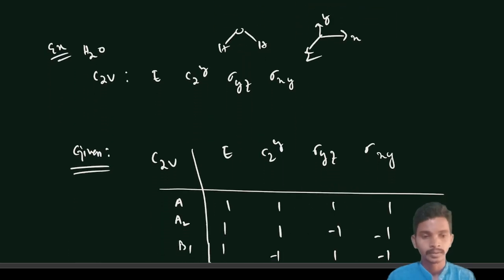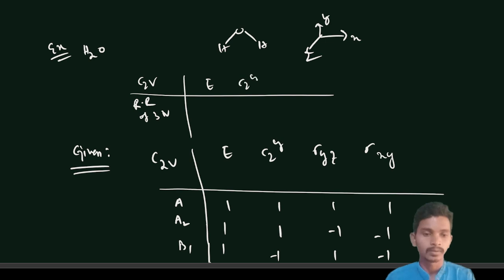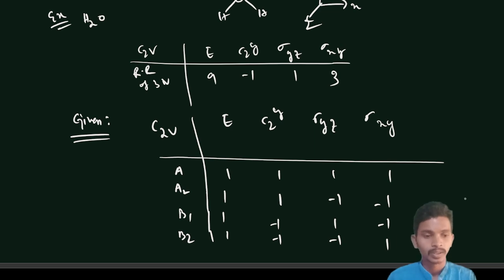I am writing here the reducible representations of 3N for C2v: E, C2, sigma yz and sigma xy. Sigma yz and sigma xy, and this is 9, this is -1, this is 1, this is 3. Okay, so this is given to you. We have to calculate that.